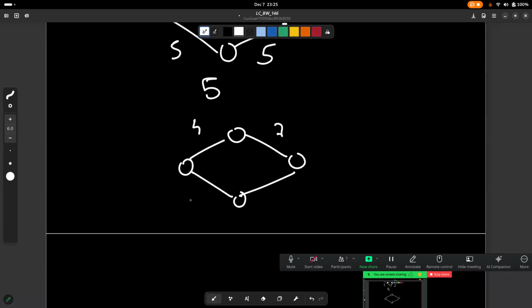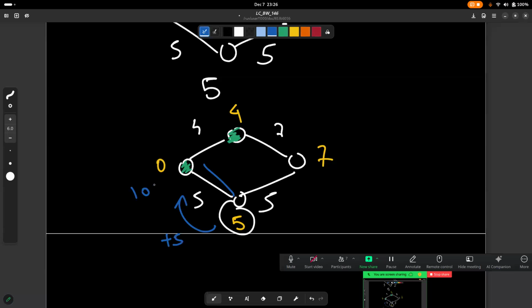4, 7, 5, and 5. This is 0. This is 4. This will become 7, and this will become 5. And these two nodes have been visited, so they don't need to be considered. Then I take the next smallest node, which is 5, and I update its adjacent nodes. Again, I can traverse this edge to do 5 plus 5 is 10, but 10 is greater than 0, so I don't need to update this node.